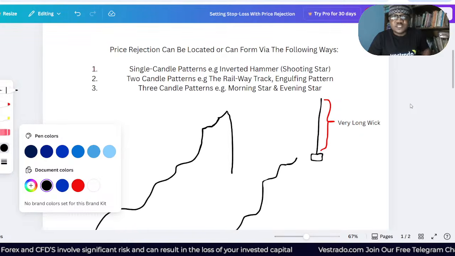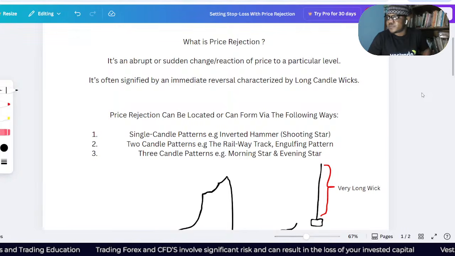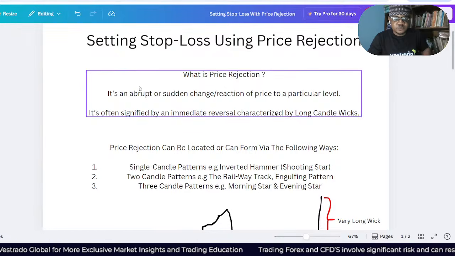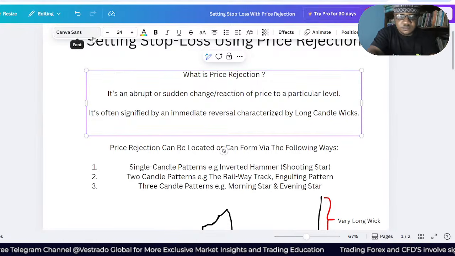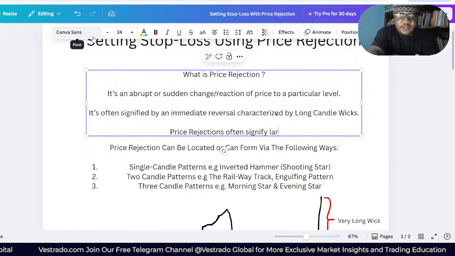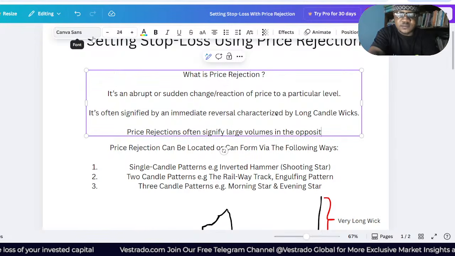Now, price ejections often signify reversals, right? Or they often, how do I put it, indicate massive volumes in the opposite direction. So let's try to put that into perspective here. Price ejections often signify large volumes in the opposite direction of price.